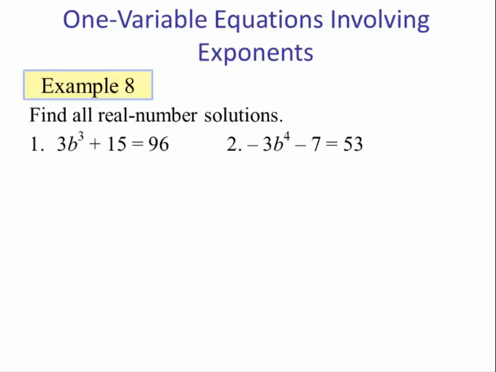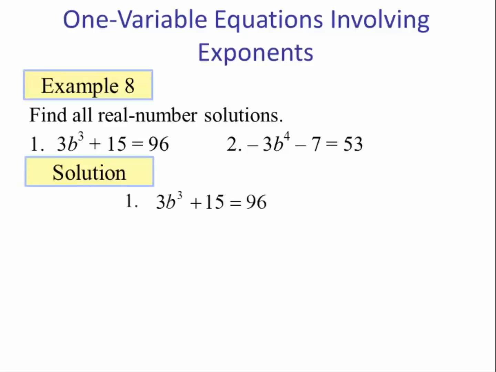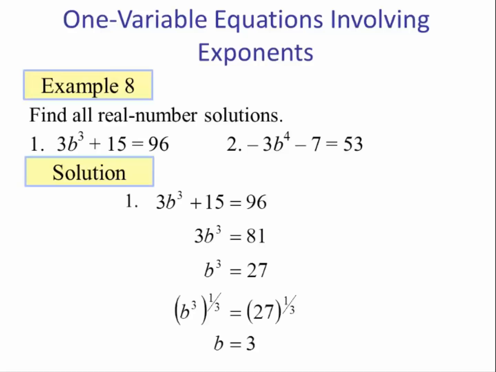So for number 1, we have 3b cubed plus 15 equals 96. Solution: first we want to subtract 15 from both sides. Now we want to get rid of the multiply by 3, we divide. And lastly, to get rid of the power, we raise both sides to the 1/3 power. 27 to the 1/3 power turns out to be 3.